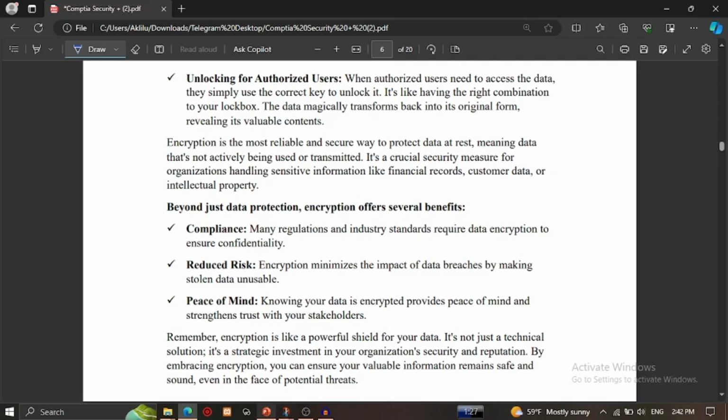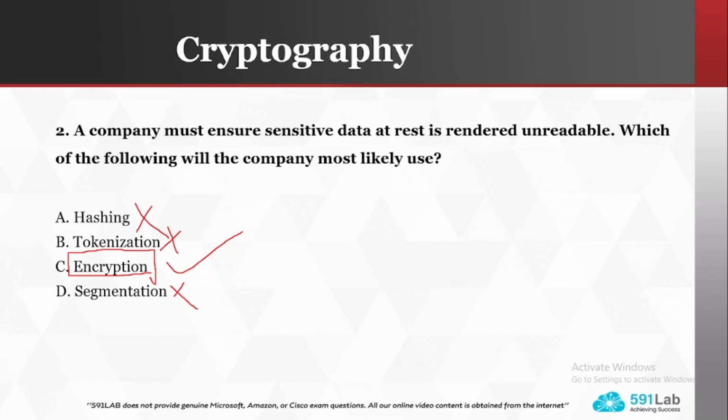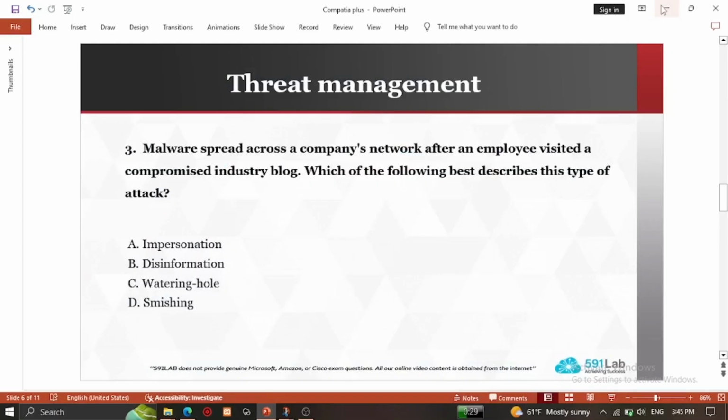So in our discussion, the correct answer is encryption. You have to remember that encryption is like a powerful shield for our data. It's not just a technical solution, it's a strategic investment for any organization's security and reputation. So by embracing encryption, you will ensure our valuable information remains safe and sound.